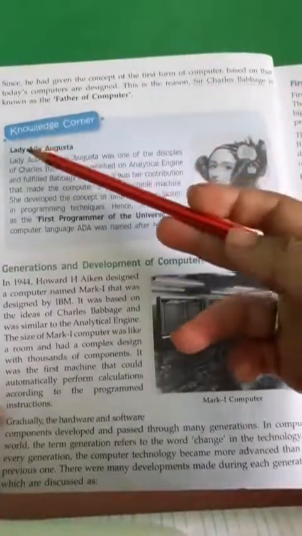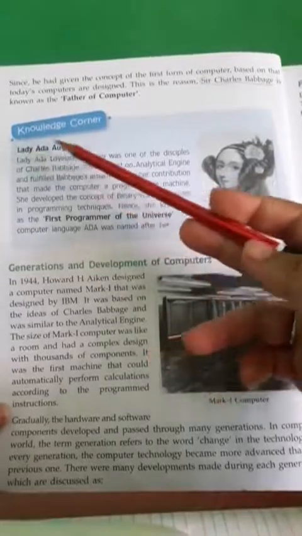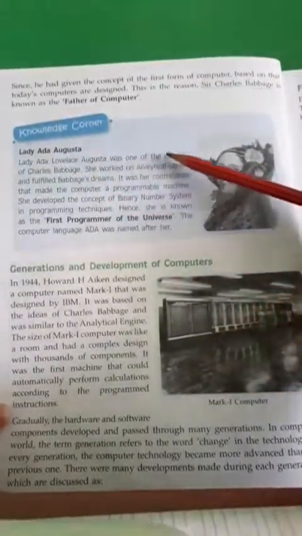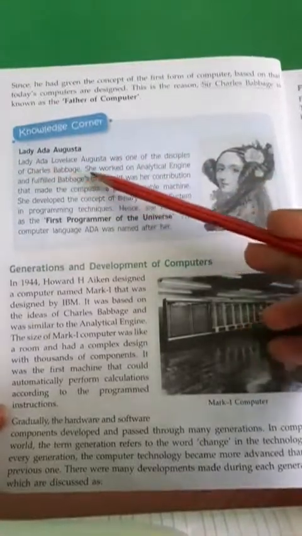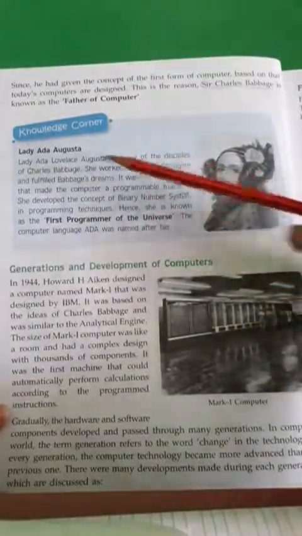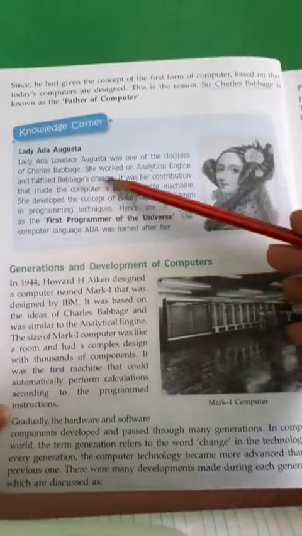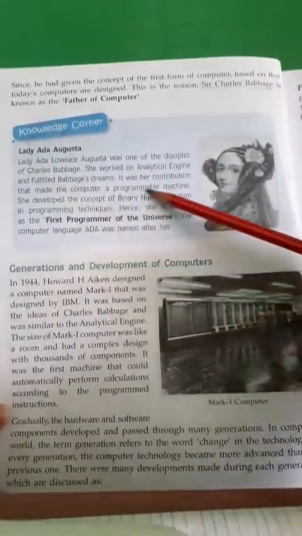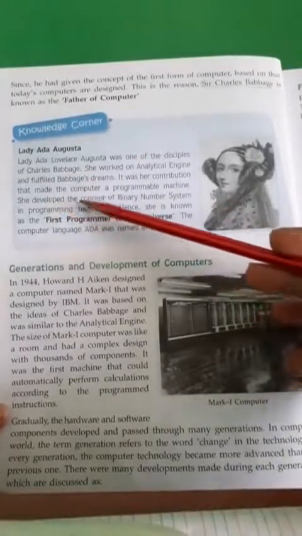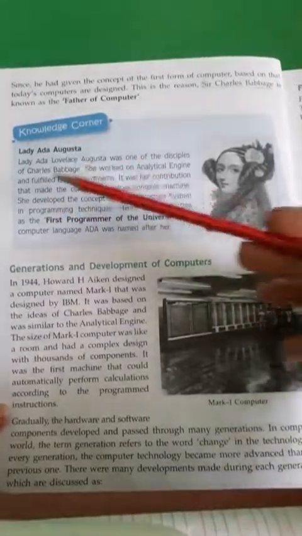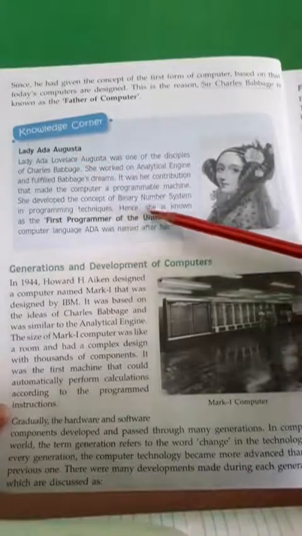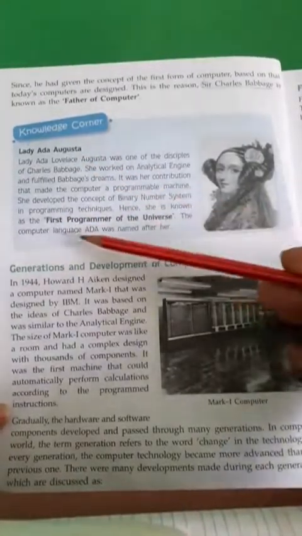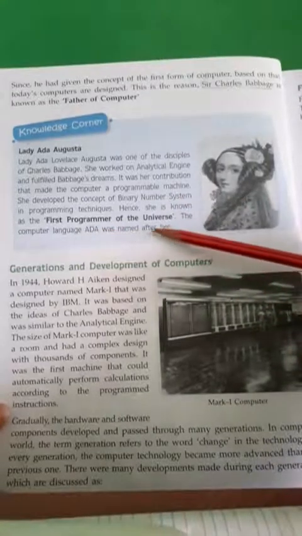Now, here comes our Knowledge Corner section. Here we'll study about Lady Ada Augusta. Lady Ada Lovelace Augusta was one of the disciples of Charles Babbage. She worked on the analytical engine and fulfilled Babbage's dream. It was her contribution that made the computer a programmable machine. She developed the concept of the binary number system in programming techniques. Hence, she is known as the first programmer of the universe. The computer language ADA was named after her.